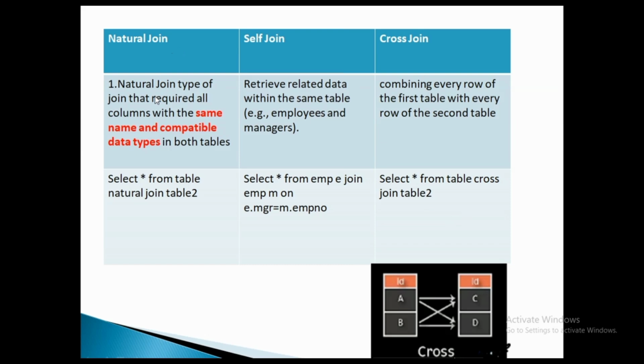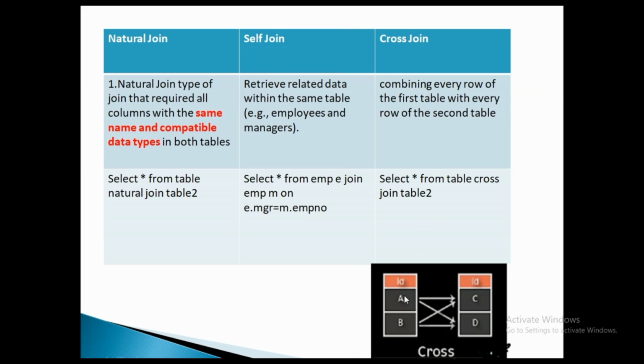Natural join is the type of join that uses all the columns with the same name and compatible data types from the joining tables. Self-join retrieves related data within the same table, like employee and their manager information. When a table joins itself, it is a self-join. Cross-join is combining every row from the first table with every row in the second table.